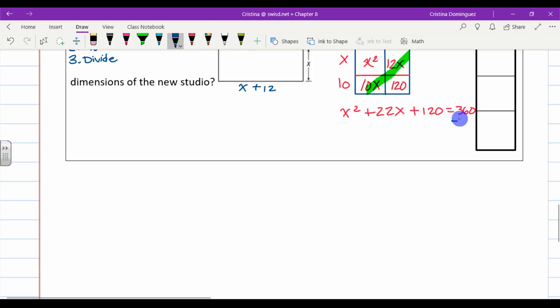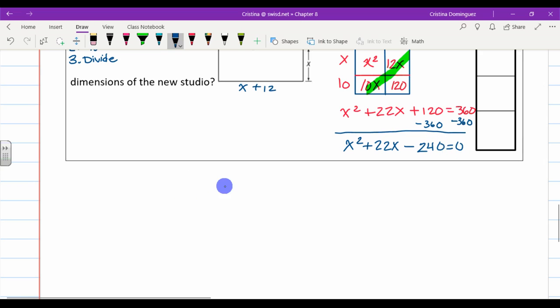Let's go ahead and subtract 360, bring it on down, and I've got x squared plus 22x, and different signs difference, keep the sign of the larger one, and we're looking at negative 240. That's going to be equal to 0.